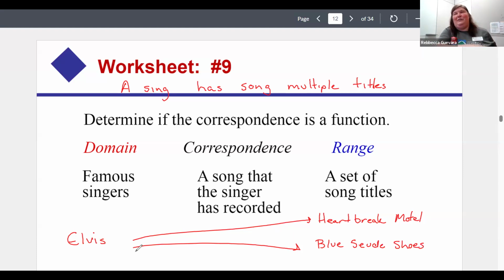We can keep going with this. You know, there's Viva Las Vegas. There's a bunch of songs you can add here. But the point is Elvis has not just sung one song. Elvis has sung multiple songs. And any singer is like this. Any singer will have sung multiple songs, not just one. So because a singer corresponds to multiple songs, this is not a function.